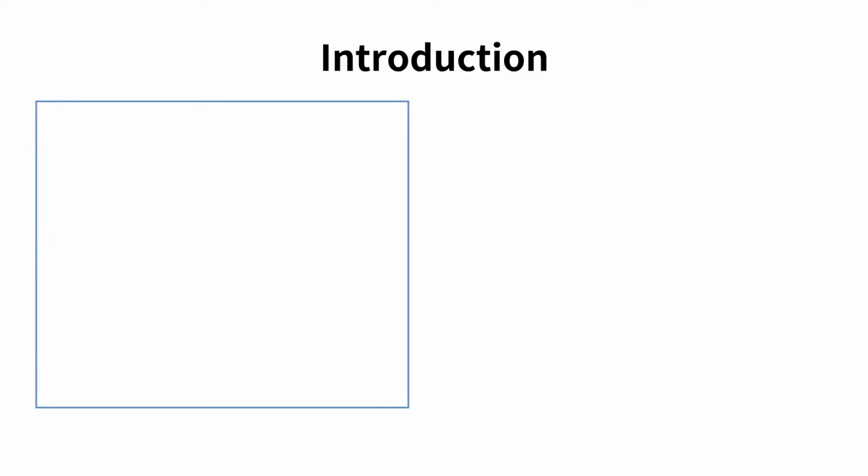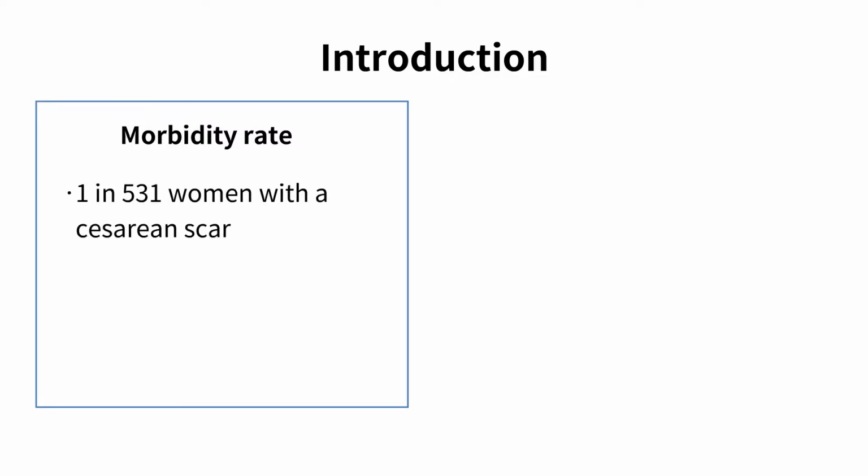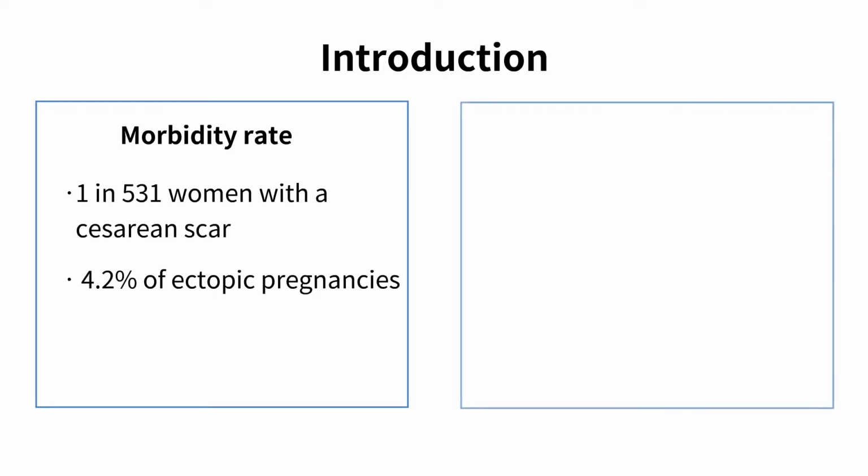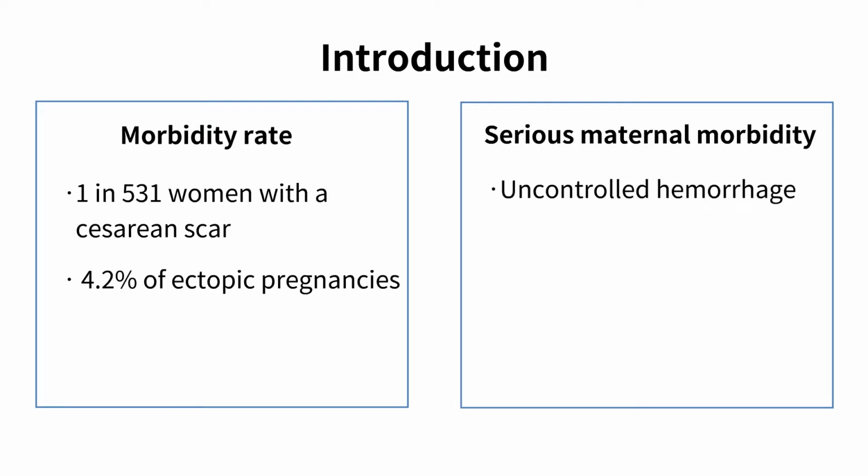Cesarean scar pregnancy occurs when an embryo implants in the fibrous scar tissue of a prior cesarean hysterotomy. It was recently established that 1 in 531 women with a cesarean scar will have cesarean scar pregnancy, and that 4.2% of ectopic pregnancies are cesarean scar pregnancies. These can cause serious maternal morbidity, including uncontrolled hemorrhage and hysterectomy, thus resulting in the loss of fertility.